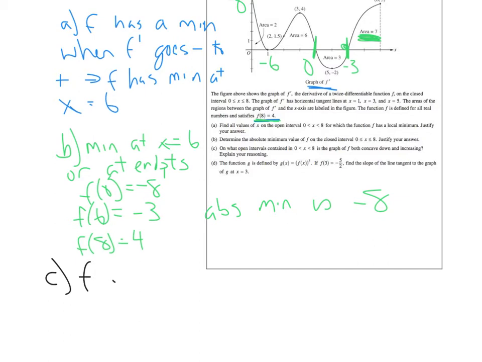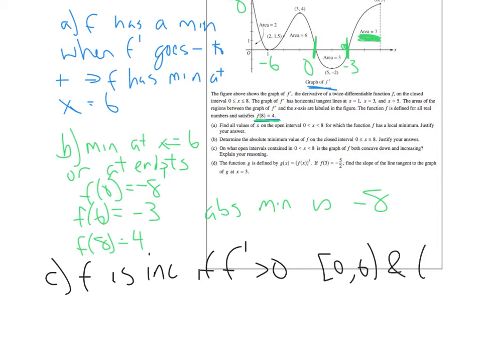So f is increasing if f prime is greater than 0. So that is from 0 to 4, and then 6 to 8. I guess that should be a bracket there. Don't worry about the brackets and parentheses, not a big deal.